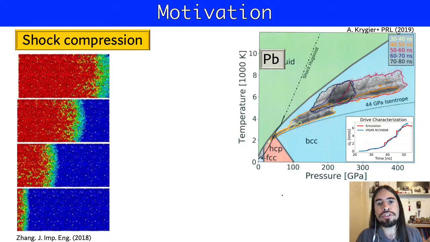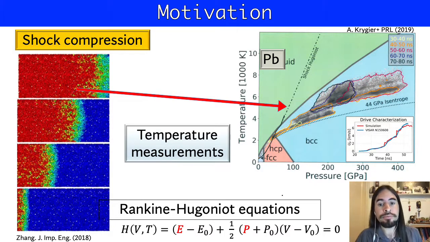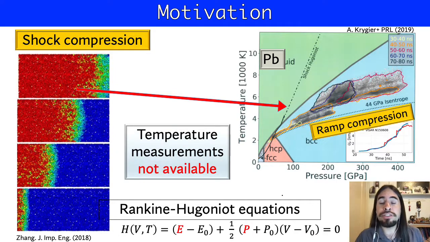Contrary to shock compression, where a shock launched into a material creates a new thermodynamic state of matter that is well characterized by the Rankine-Hugoniot equations, and where temperature measurements are often available, we do not have such equations for ramp compression. And as a matter of fact, temperature measurements are often not available in ramp compression. So we don't really know how close the ramp compression path is from the isentrope. All we know is that it's somewhere between the shock-Hugoniot curve and an isentrope.